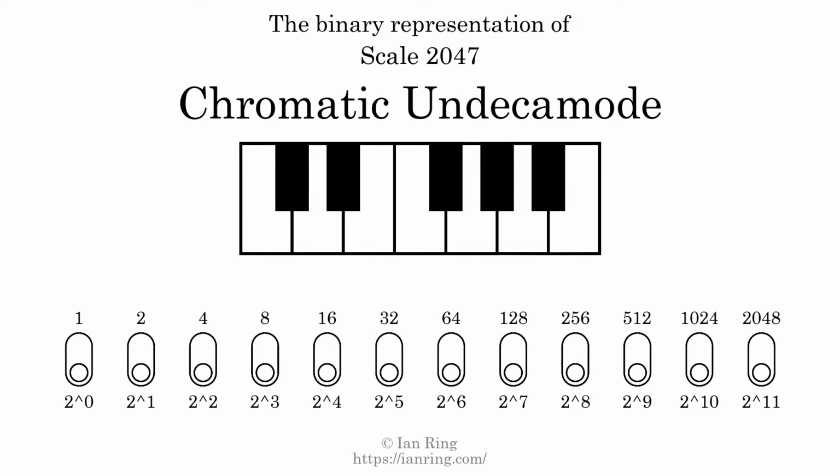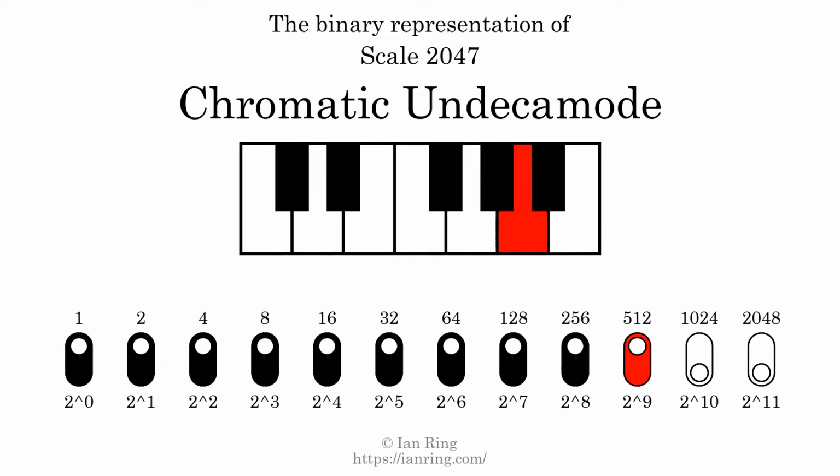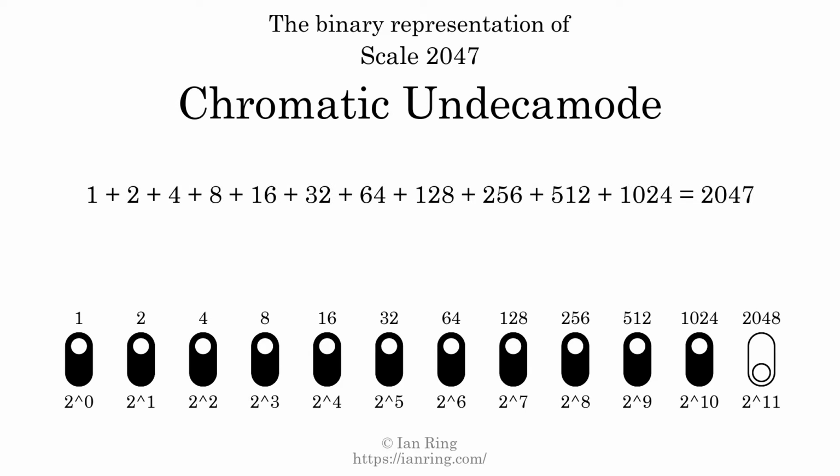The binary representation of this scale is determined by mapping tones of the scale to binary digits. Each binary digit represents a power of 2. To get the scale number, we add the powers of 2 together. The powers of 2 that are present in the scale, all added together, equals 2047. That is why the scale number, in decimal, is 2047.